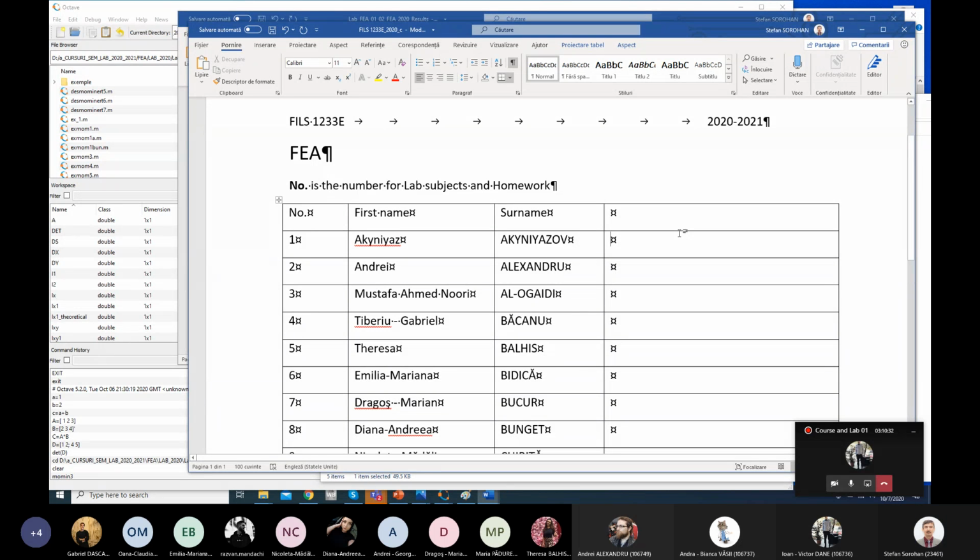So Akiniazov is here, or is absent. He is absent. He or she? We don't know. She is absent today. Andrea Alexandru. He's a boy. Andrei is here, I suppose. Andrei is here, right? Yes. Number 2 is here. The boss.